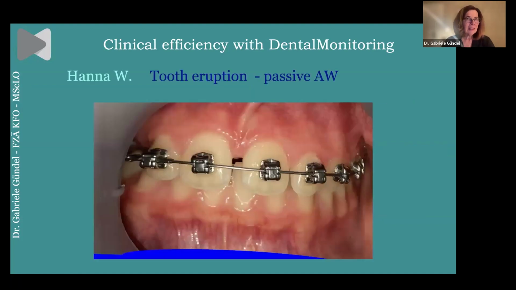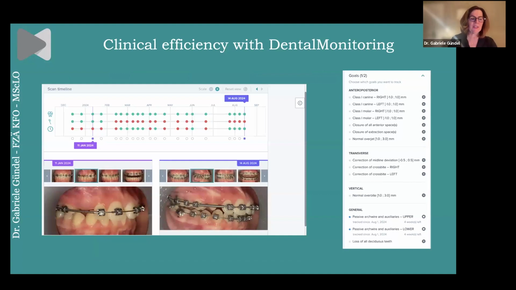The next clinical example I would like to present is the passivity of arch wire and tooth eruption also. So look at this patient. Here, we are waiting. We have this appliance and we have opened up the space. And here we do nothing except waiting for this tooth. So we monitored her with dental monitoring.